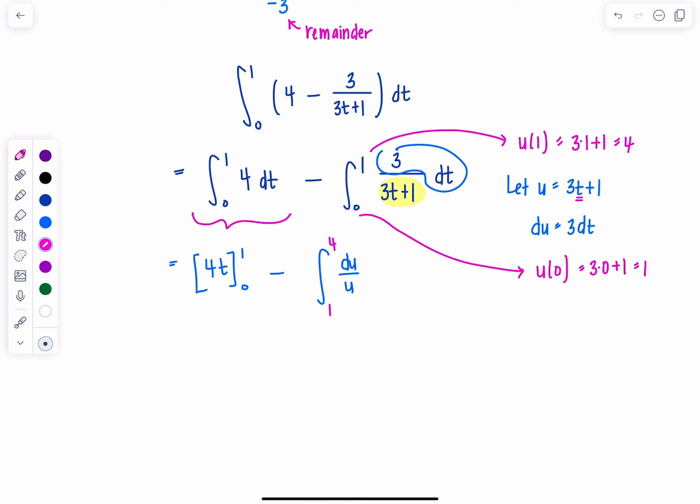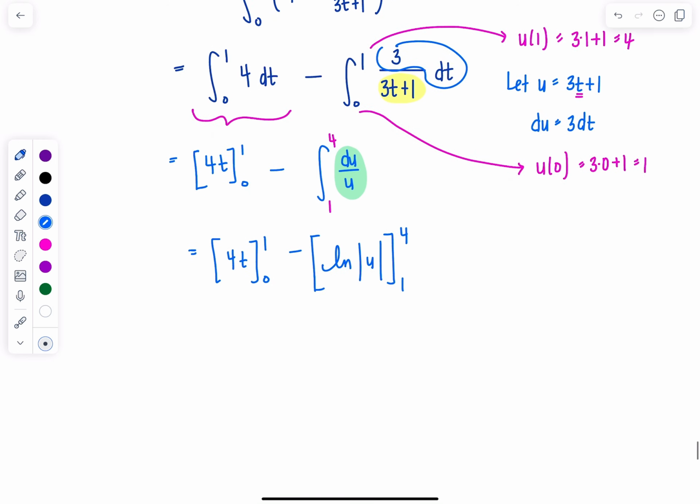All right, and then antiderivative of 1 over u is just natural log absolute value of u. So minus ln absolute value of u, and this gets evaluated from 1 to 4. And then I already have over here 4t evaluated from 0 to 1. They have different limits because one of them I did a change of variables, the other one I didn't.